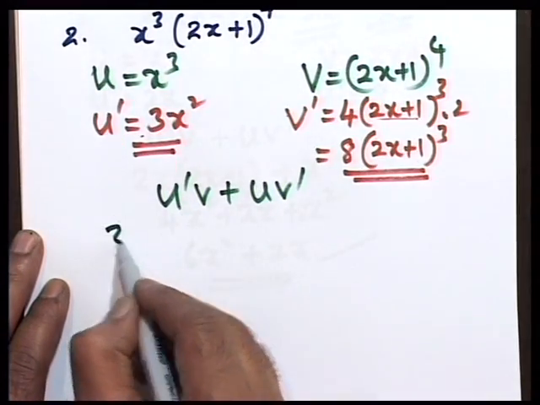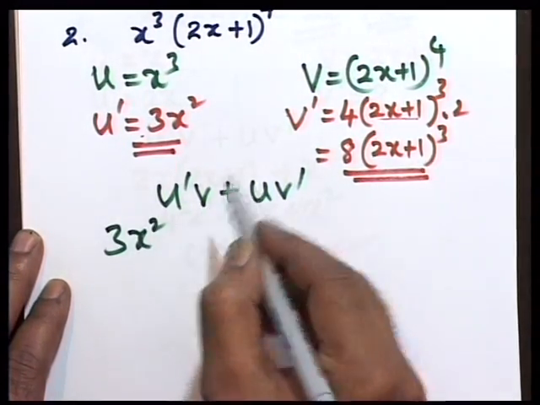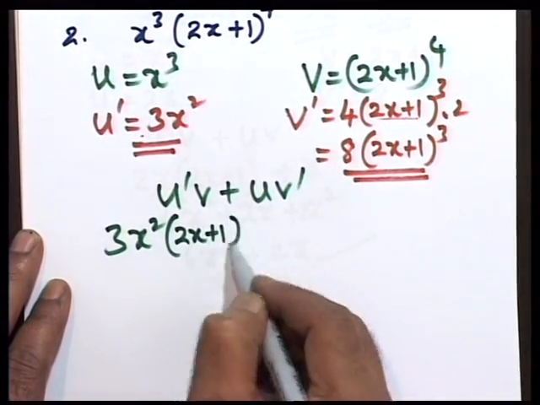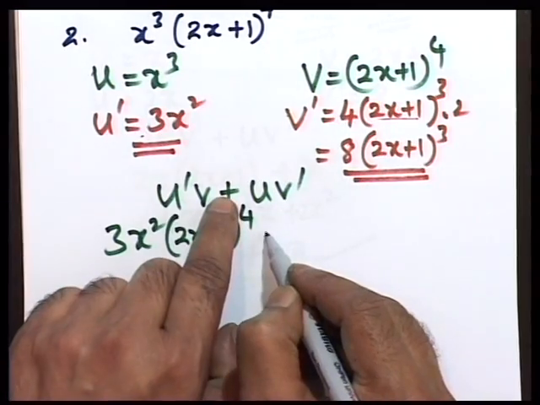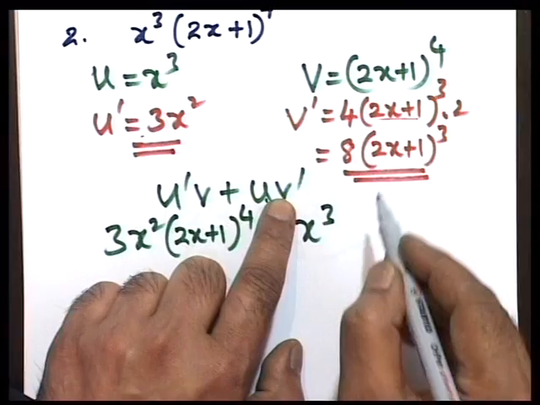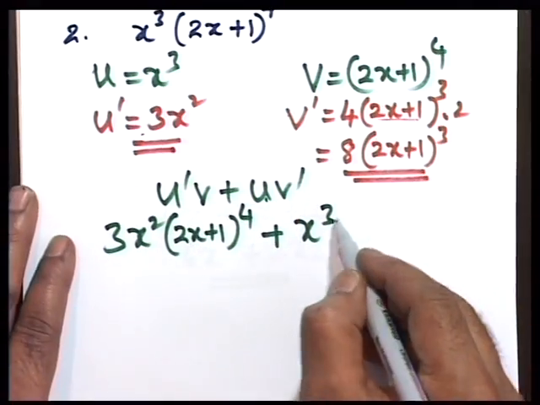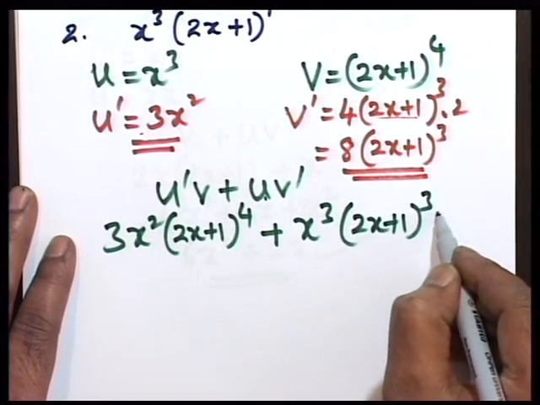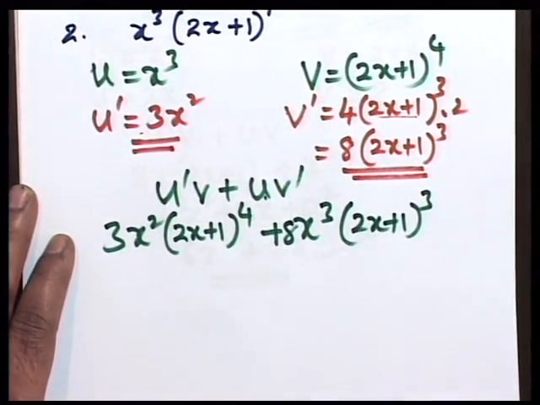So let's write that 3x square. v is that bracket, which is 2x plus 1 to the power 4. Plus u is x cube, and v dash is also a bracket, please. So that's going to be 2x plus 1 whole cube. Sorry, there is an 8 there. Let's write 8 here. Okay.